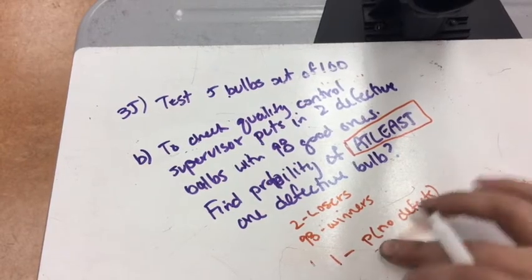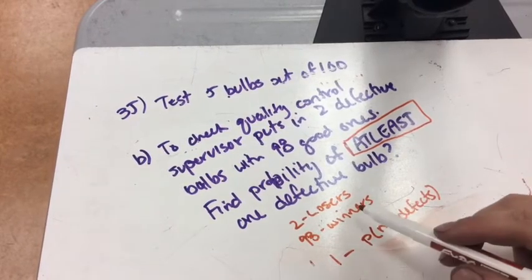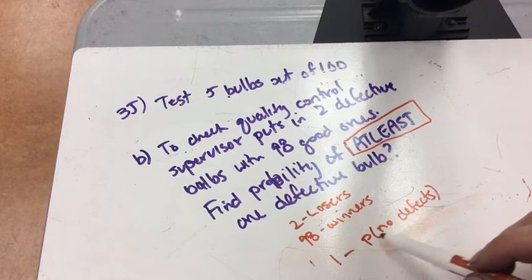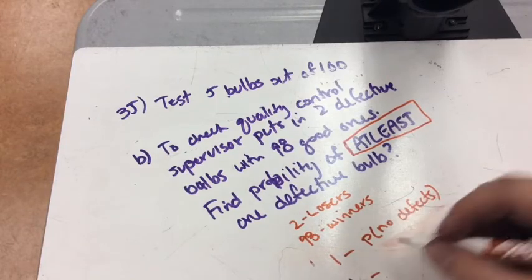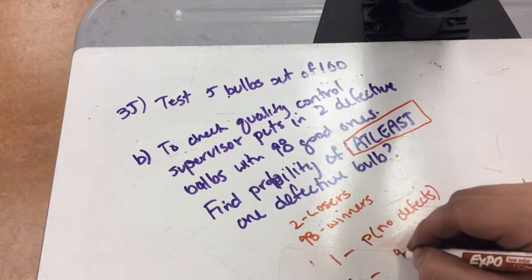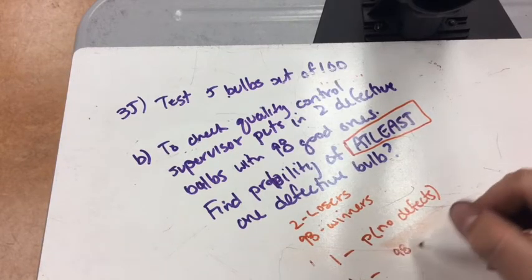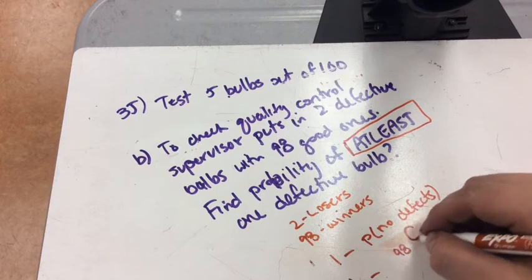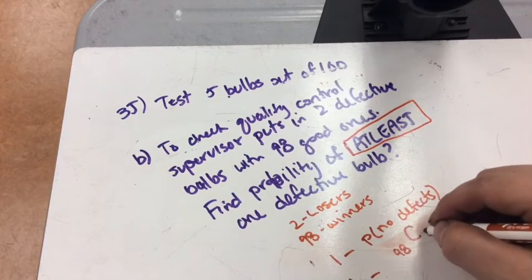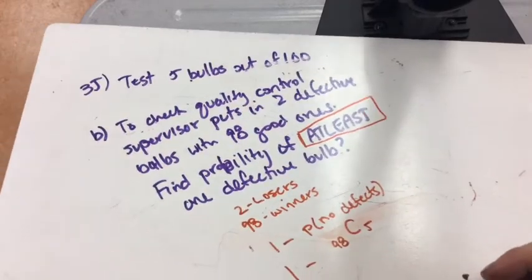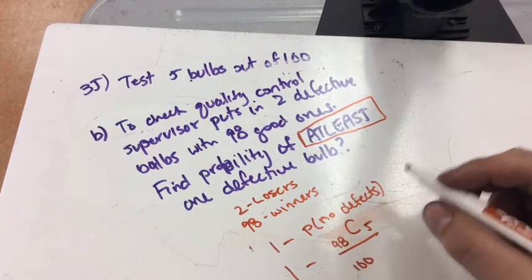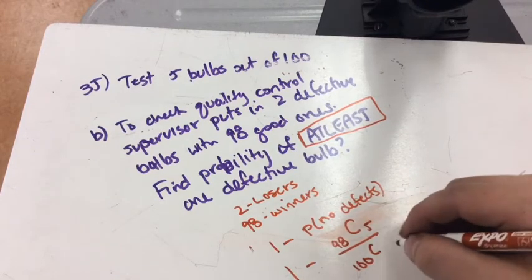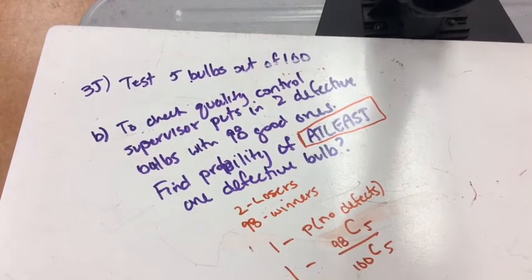Scratch that. Just no defects, okay? So the probability of at least 1 defect is equal to 1 minus the probability of no defects. The probability of no defects is that there are 98 of these non-defective bulbs, and we want to choose how many? Well, we're still testing 5, so we're going to choose 5. And we need to do this over the entire sample space, which is 100 bulbs in total, choose 5 still. Okay. So this will lead us towards our answer.